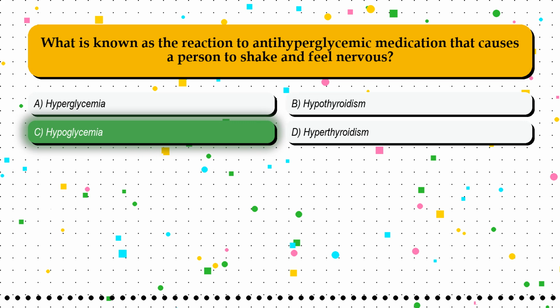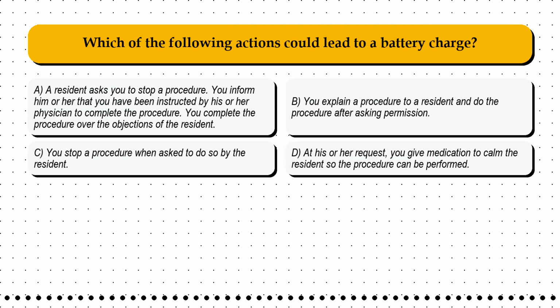The correct answer is option C. Hypoglycemia. Question 45. Which of the following actions could lead to a battery charge? Option A. A resident asks you to stop a procedure. You inform him or her that you have been instructed by his or her physician to complete the procedure. You complete the procedure over the objections of the resident. Option B. You explain a procedure to a resident and do the procedure after asking permission. Option C. You stop a procedure when asked to do so by the resident. Option D. At his or her request, you give medication to calm the resident so the procedure can be performed.